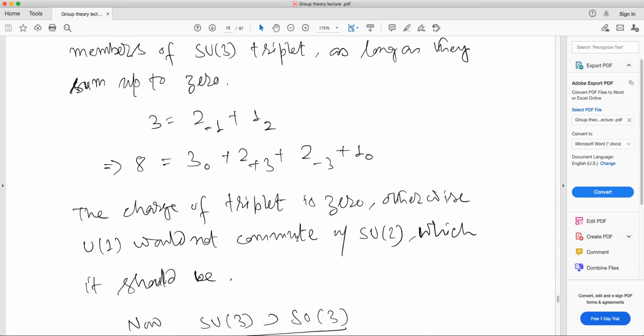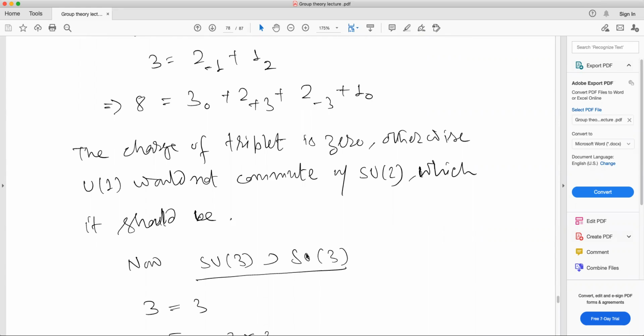So the charge of the triplet is 0, otherwise the U(1) would not be commuting with the SU2. Right? If the charges do not satisfy the traceless condition, then the U(1) generator and SU2 generator may not commute, because otherwise you cannot write it down as an SU2 cross U(1) format.